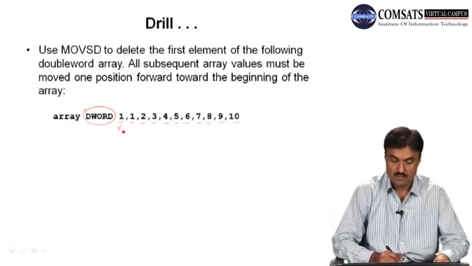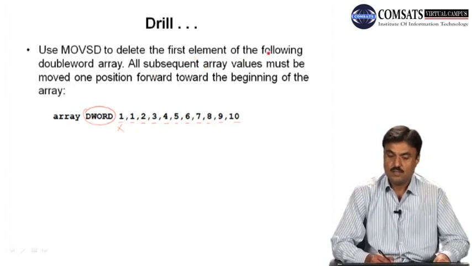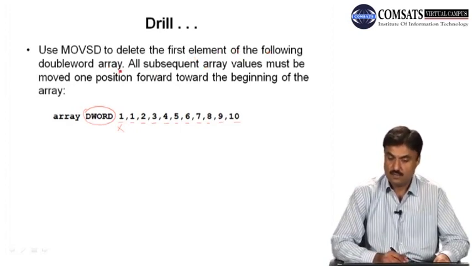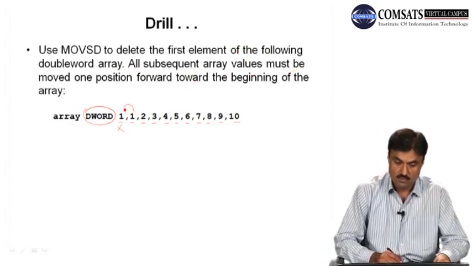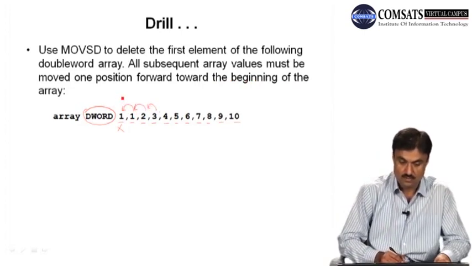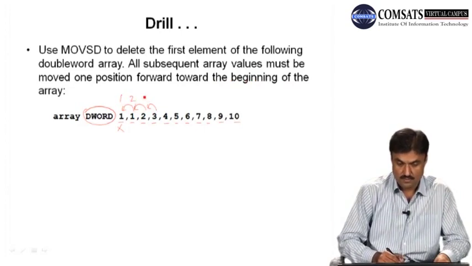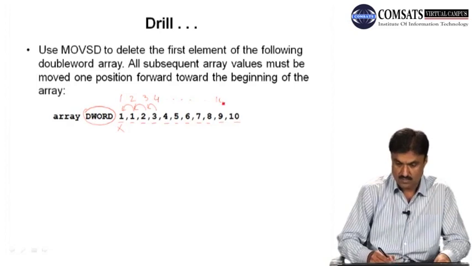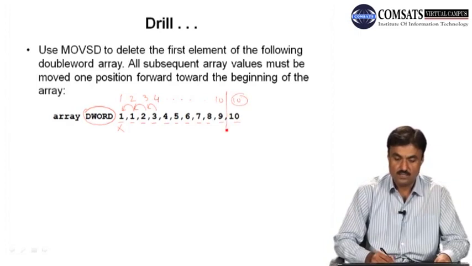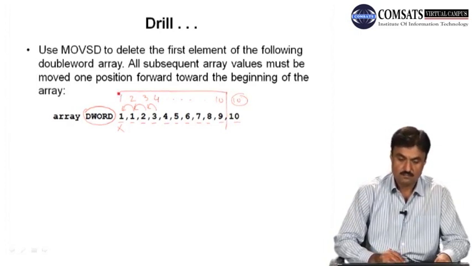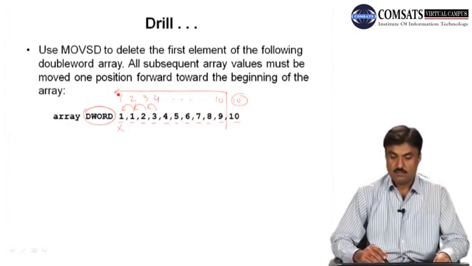So we want to delete this element, and then the element of the following double word array. All the subsequent values must be moved one position forward towards the beginning of this array. So this one will be moved here, two will be moved here, three will be moved here. So new values should be 1, 2, 3, 4 up to 10 should be here, and this 10 will remain at this point. So we are moving all these elements in this direction, like the bending of the array.